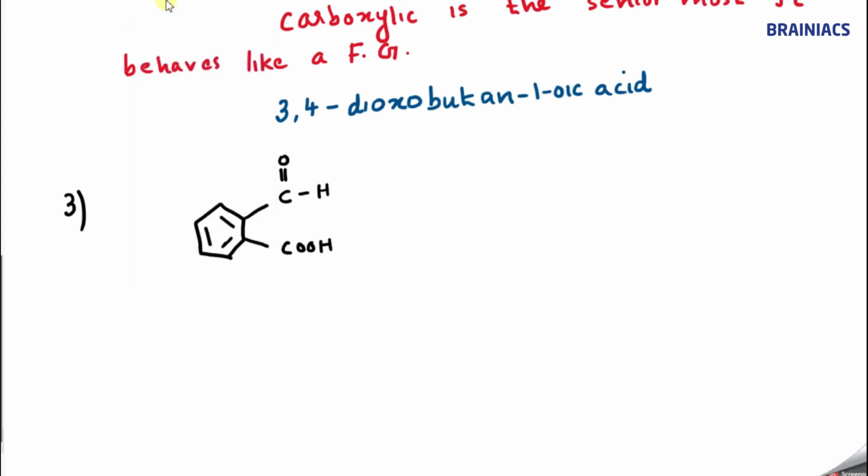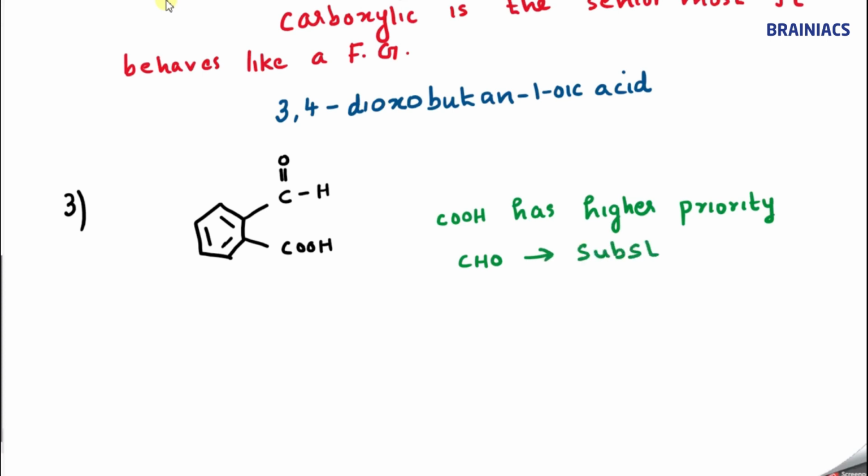So here you can see benzene is there, correct? Into that carboxylic acid is there, and the other one, aldehyde CHO, is there, correct? So here we know that aldehyde and benzene, who will get the priority? The priority will go to COOH. So COOH has higher priority, correct? Then CHO will behave like a substituent, correct? Now we'll start numbering.